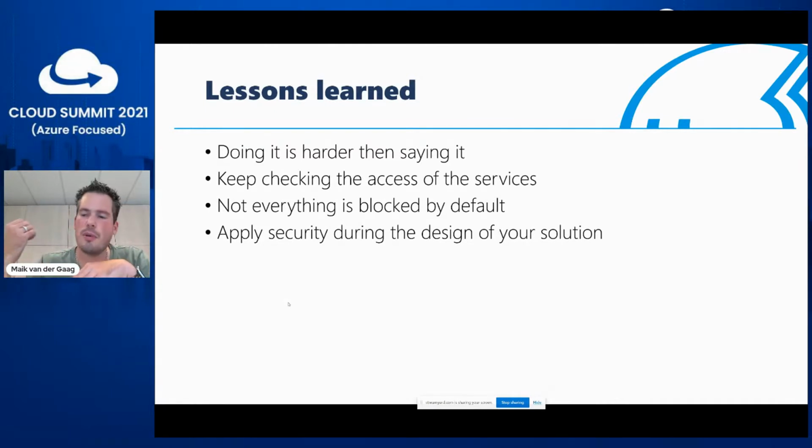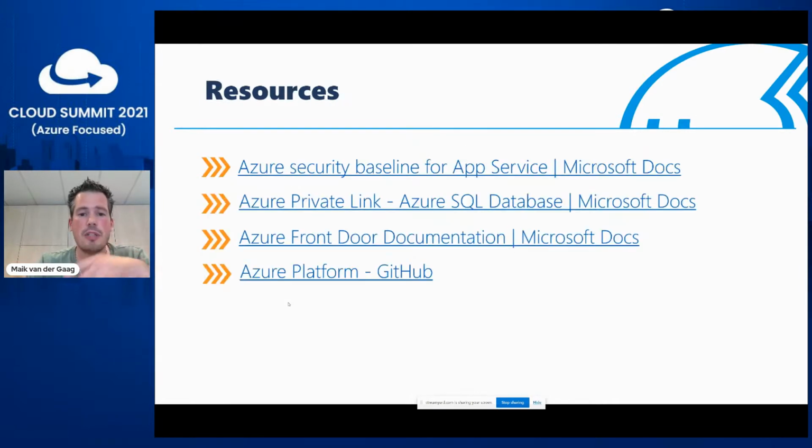Don't think, okay, I will just create an app service and later on I will think about security. No, start thinking about security right away and really make sure that everything is connected and everything is secured in the right way as well. Some resources: you can find some really good resources on the Microsoft Docs site about the security baselines for your app services, Private Link for SQL, but also for app service, of course, and Azure Front Door.